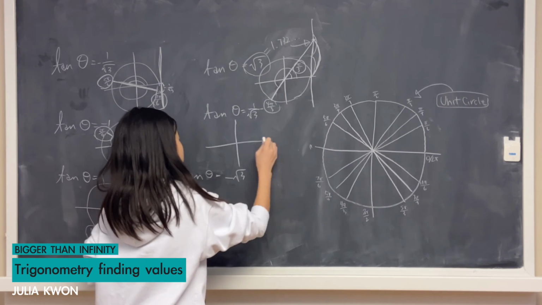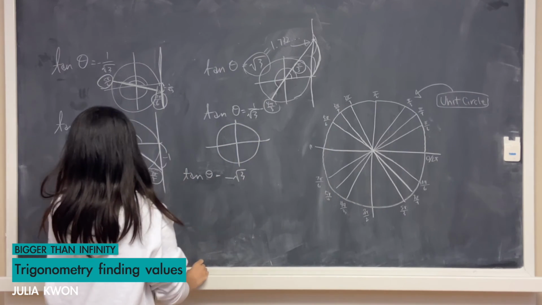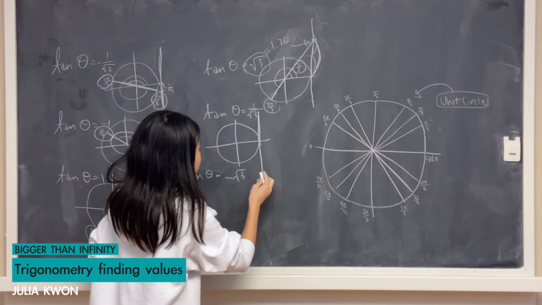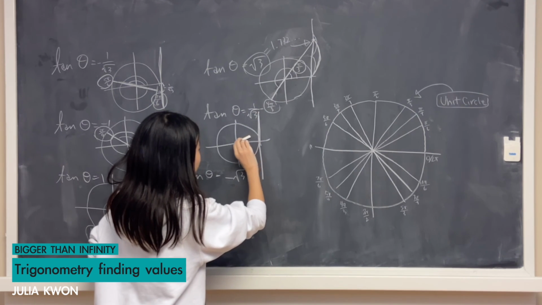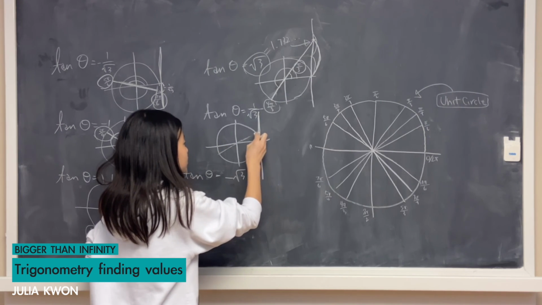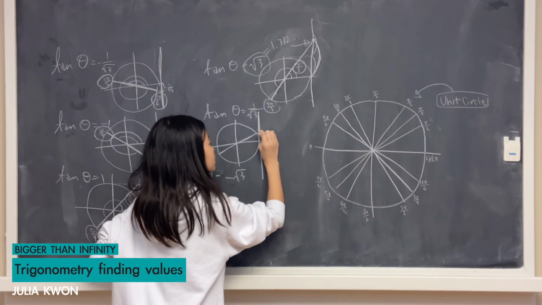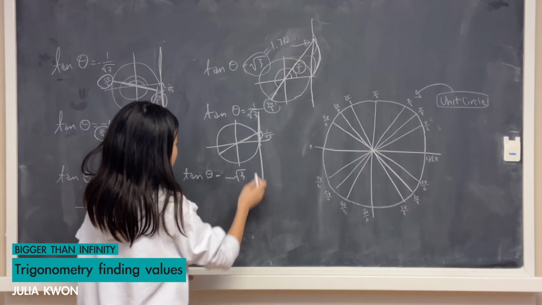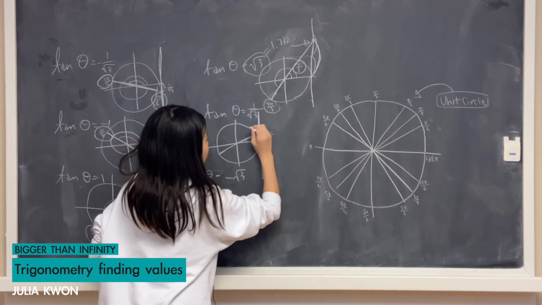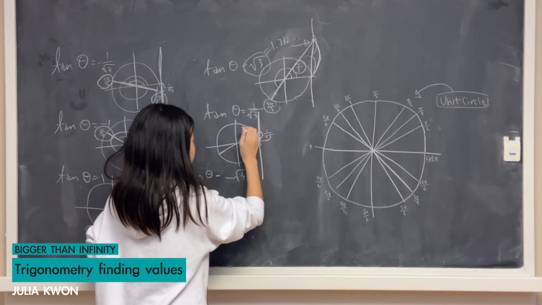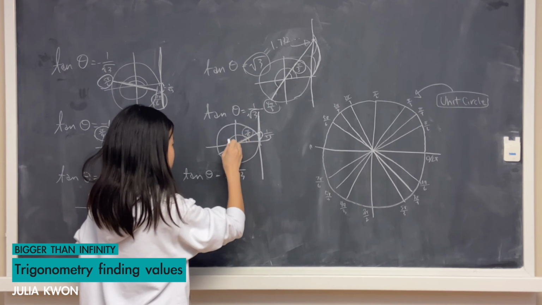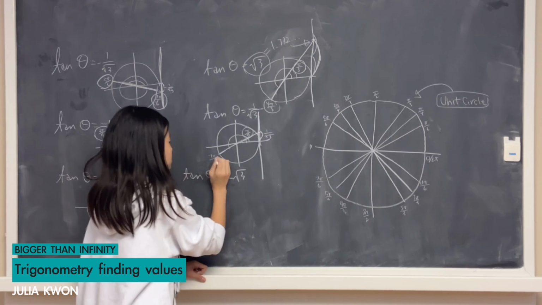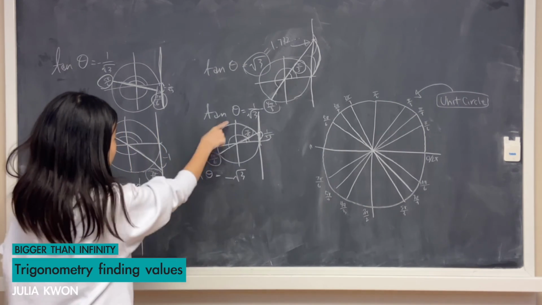So tangent theta equals 1 over square root of 3. Well, here's the vertical line, and it would be like somewhere over here, kind of close to 1. So here's 1 over square root of 3. So this radian here is pi over 6, and the second radian here is 7 pi over 6. That's the second radian for this theta.